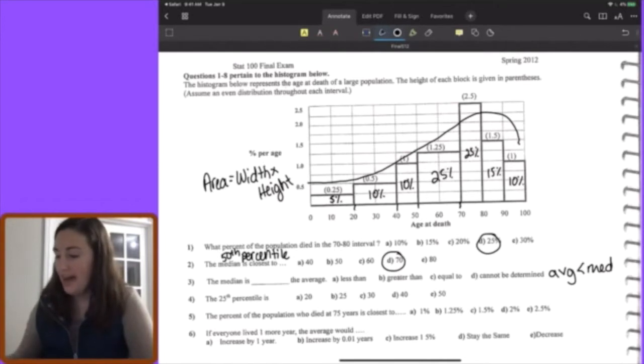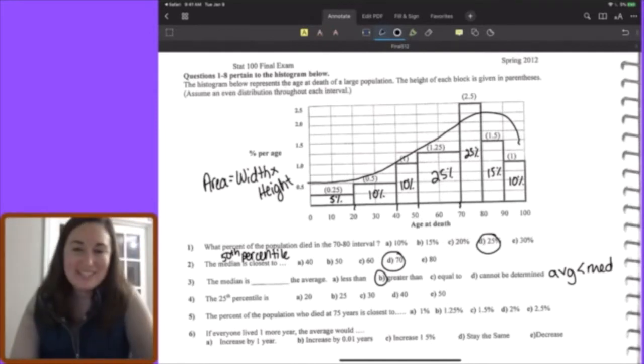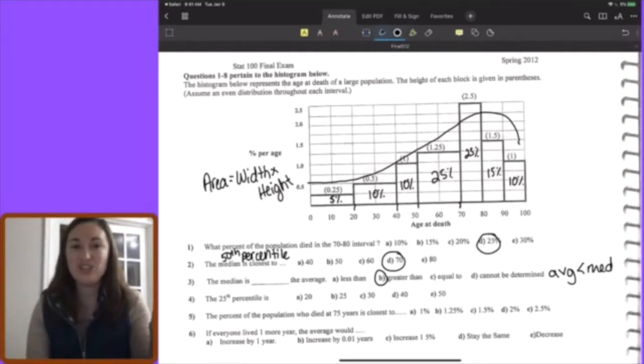And that means, if I'm looking at this question, it says how does the median compare to the average? So I'm actually going to say the median is greater than the average. And then somebody said, can you go over how we would calculate the average? So here we can't actually calculate the average.